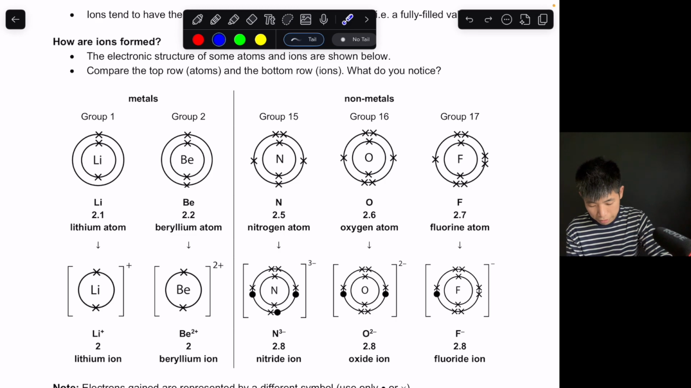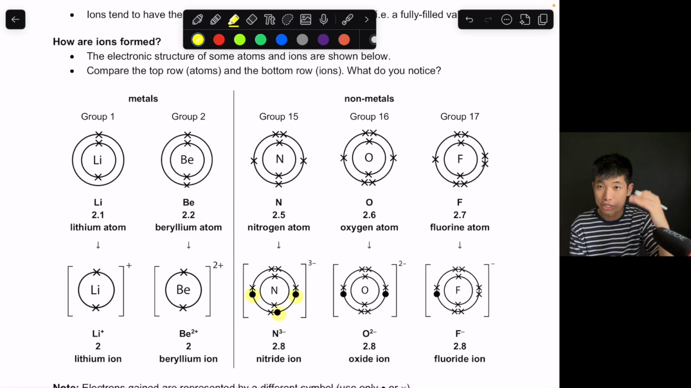For the nonmetals on the right, notice they have a larger number of valence electrons, 5, 6, and 7, for example. So they will gain the necessary number of electrons to have a fully filled valence shell. So if I have 5 valence electrons, to reach 8, I need 3 more. If I have 6 already, I just need 2 more. If I have 7, I'll just need 1 more.